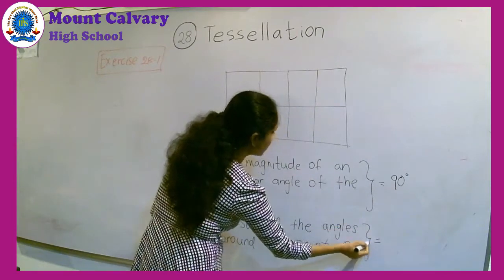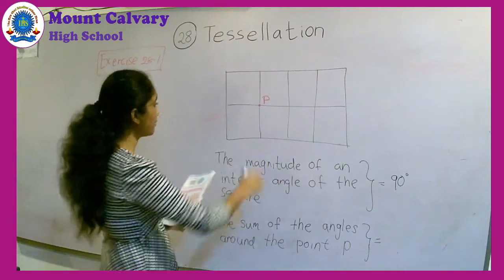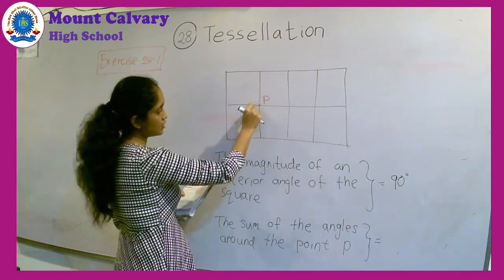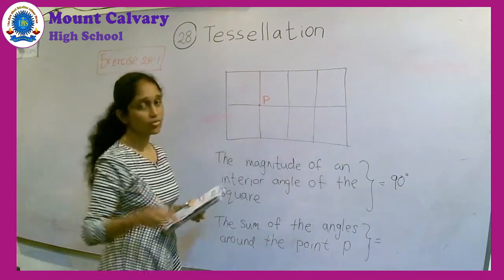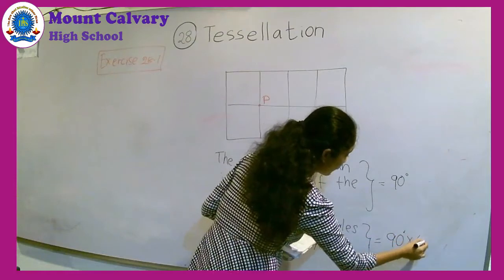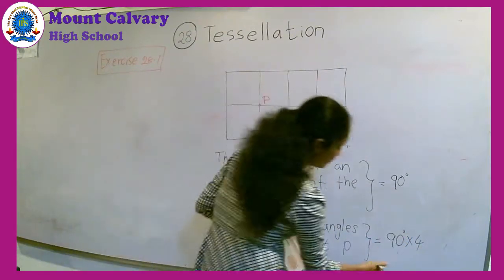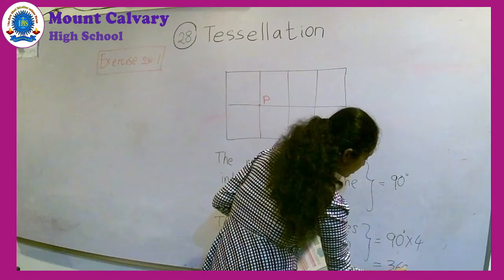Where is P? It's here. How many angles are there around the point P? Four right angles. So 90 degrees times 4. What is the answer? 360.